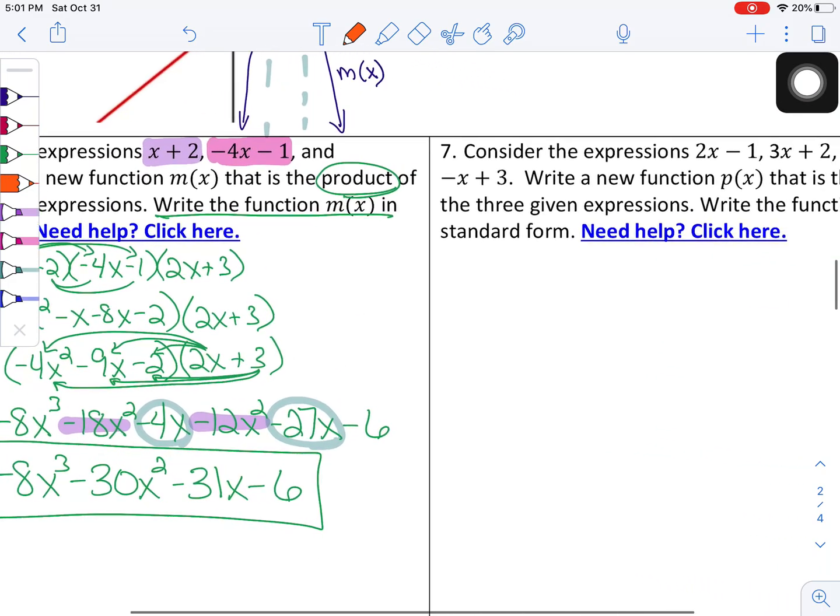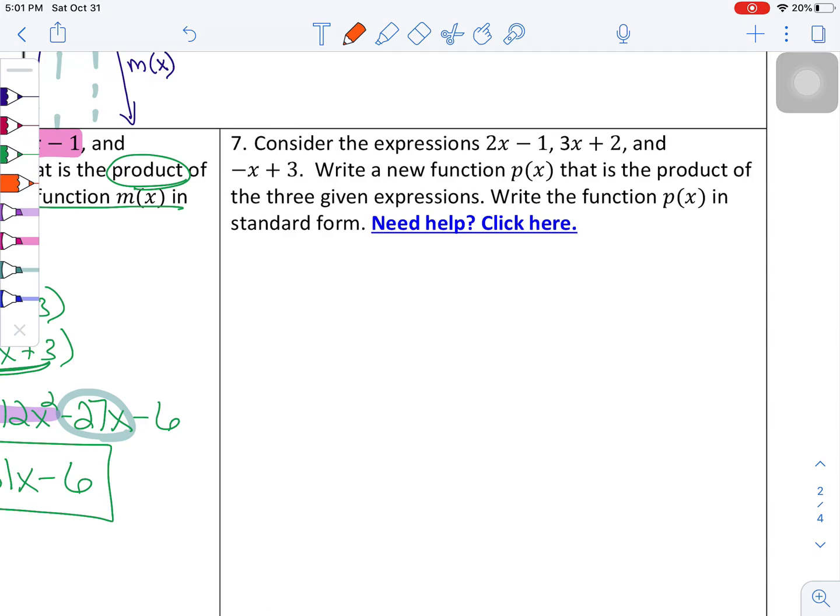Problem number 7 is going to ask you to do the exact same thing. All right, so let's see what our expressions are this time. So we've got 2x minus 1. We've got 3x plus 2. And then we have negative x plus 3. And in this case, we're writing a new function p of x. So p of x is equal to, and it says product again, so let's go ahead and show multiplication. So 2x minus 1, 3x plus 2, and negative x plus 3. And of course, it asks us to write it in standard form.